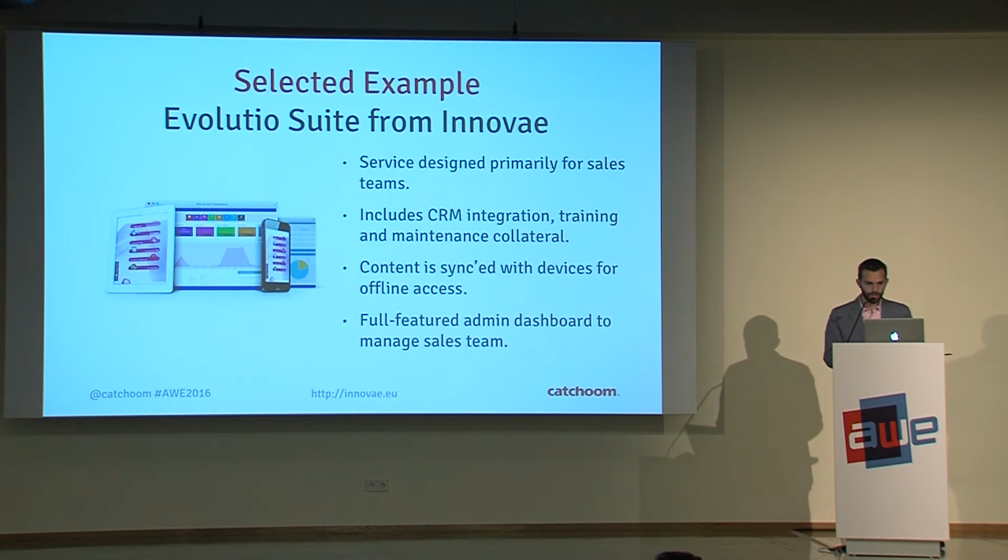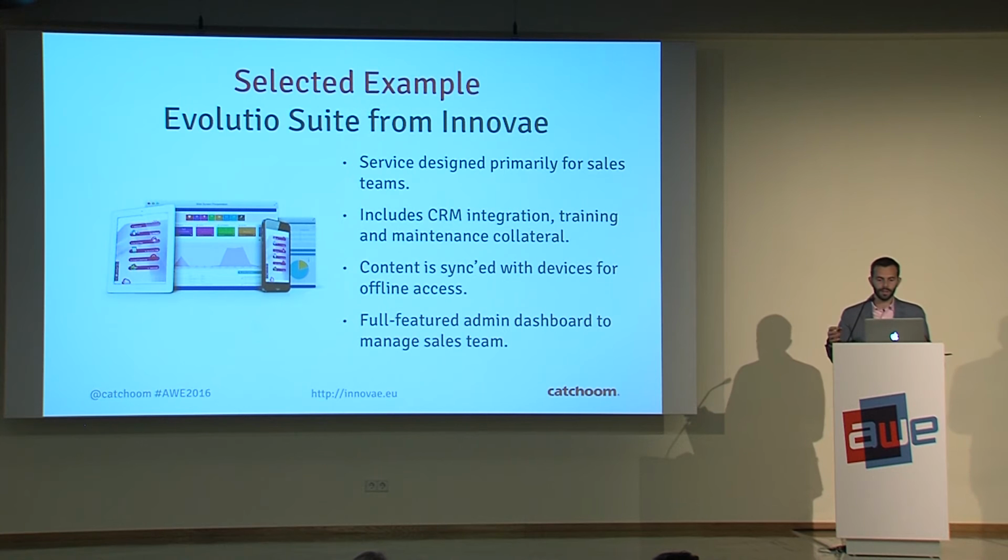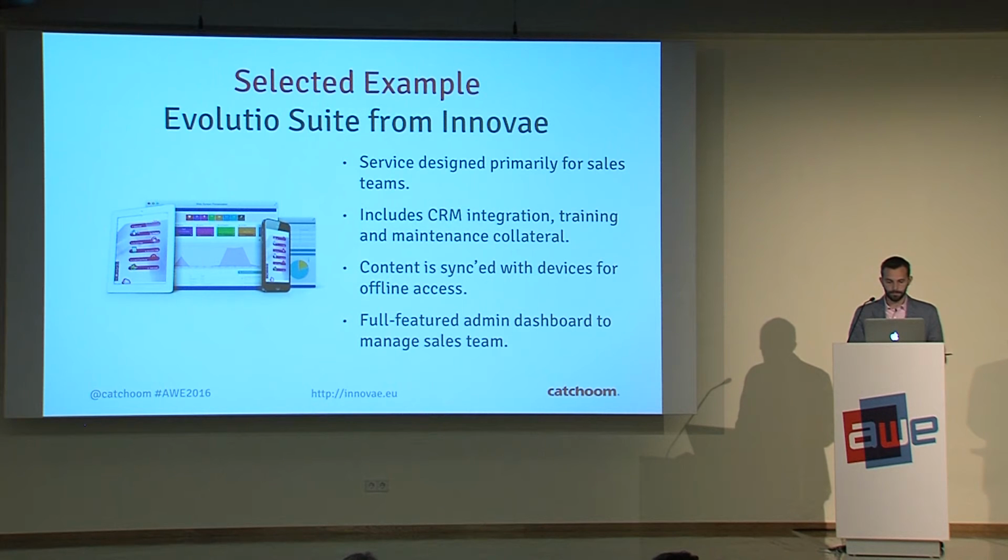Second example is Evolution Suite from Innovae. This is a Spanish company. And this service is designed for sales teams. So this is not a consumer app. But the advantage is that it integrates with the CRM, so the sales team has information from the customer. It has training and maintenance collateral that they can show when they visit customers or key accounts. So the content is synced from the cloud that they have, that is connected with the cloud of CraftAR, such that it can stream content to the app, and the app runs offline.